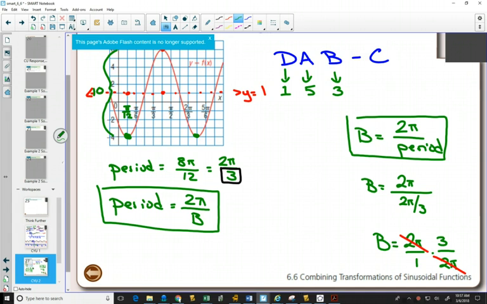You can either use the formula that's already got b by itself, a little bit of dividing by fractions, no problem. Simplify, we get 3. Or if you could rearrange your period to begin with to be 2 pi over something, which in our case it worked out nicely that that happened, then whatever that is over will be your b value.